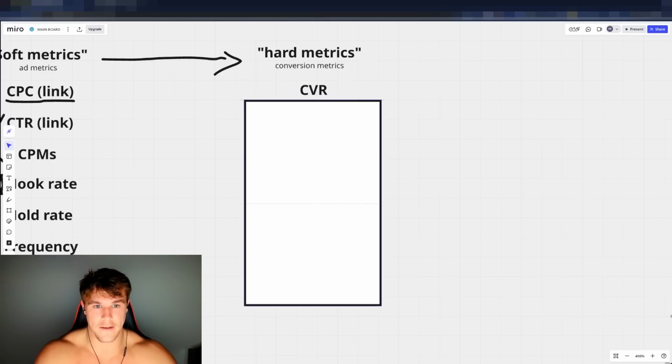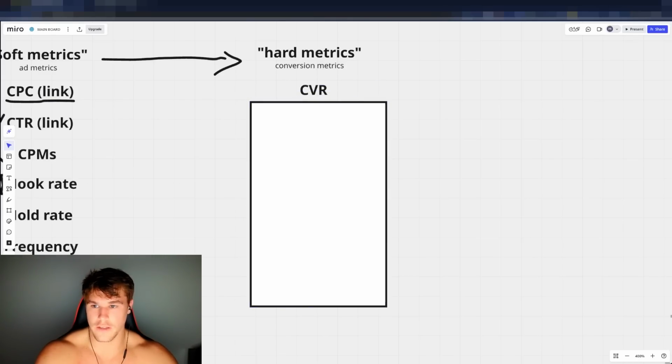First up on the list, we have CVR, AKA your conversion rate. This is the equivalent of the CPC. This is like one of the main things that I'm looking at when it comes to the profitability of your funnel. Now, important note here, this metric is relative. Like for me, the KPI is a minimum of 3%. And I think that's a pretty good standard across basically 90% of all the e-commerce brands out there.